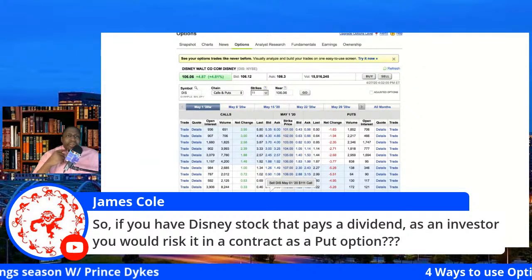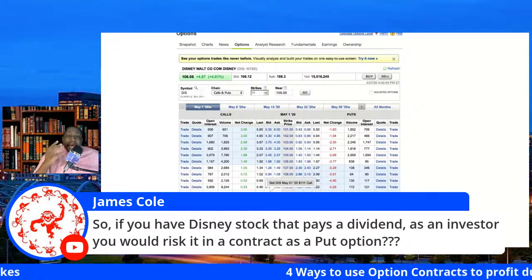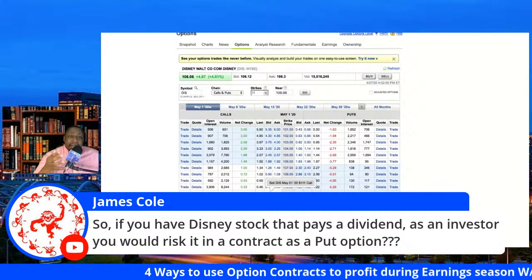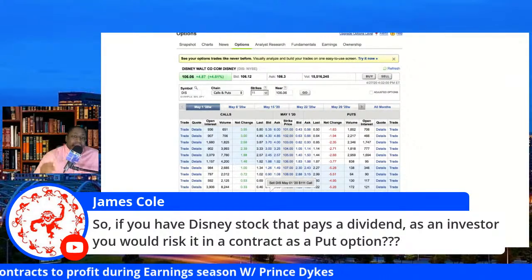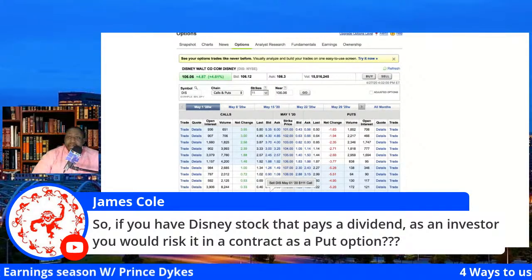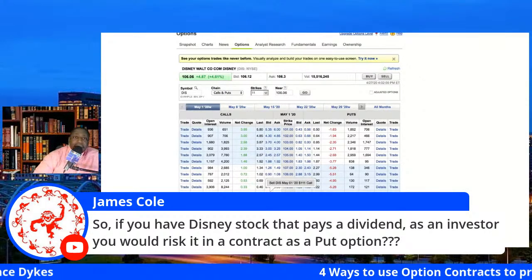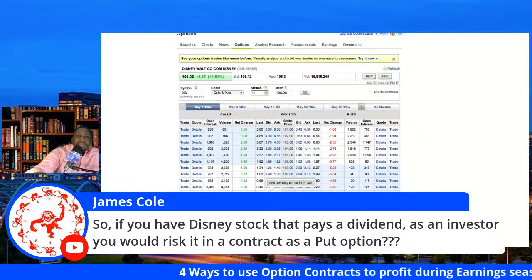Well, what if they don't buy them? I still collected $30. I can make $30 off of my stock that's doing nothing. You see that? Let me know if that makes sense.